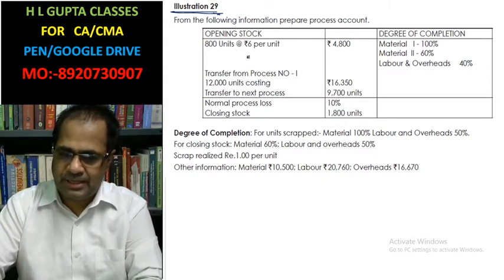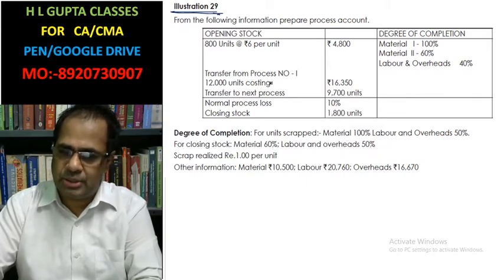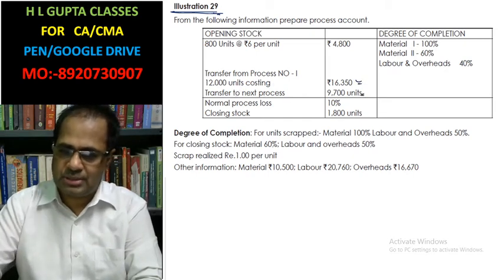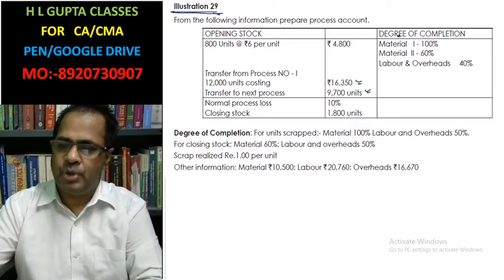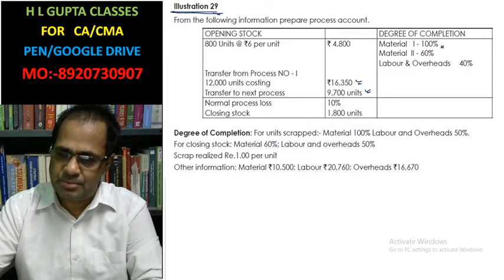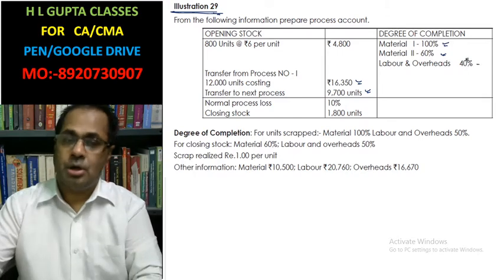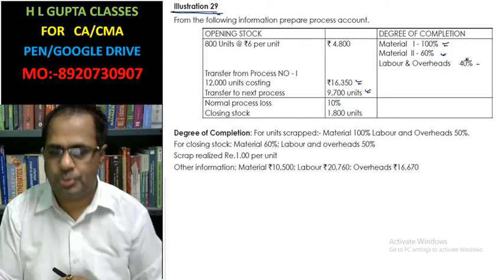Opening stock is this. Transfer from process number 1, 12,000 units, closing costing rupees 16,350, transfers of process 9,700, and normal loss 10%. Closing stock is this. There are two materials in this case. Material A 100%, material second 60%, labor and overhead 40%. This is the completion stage of opening stock.